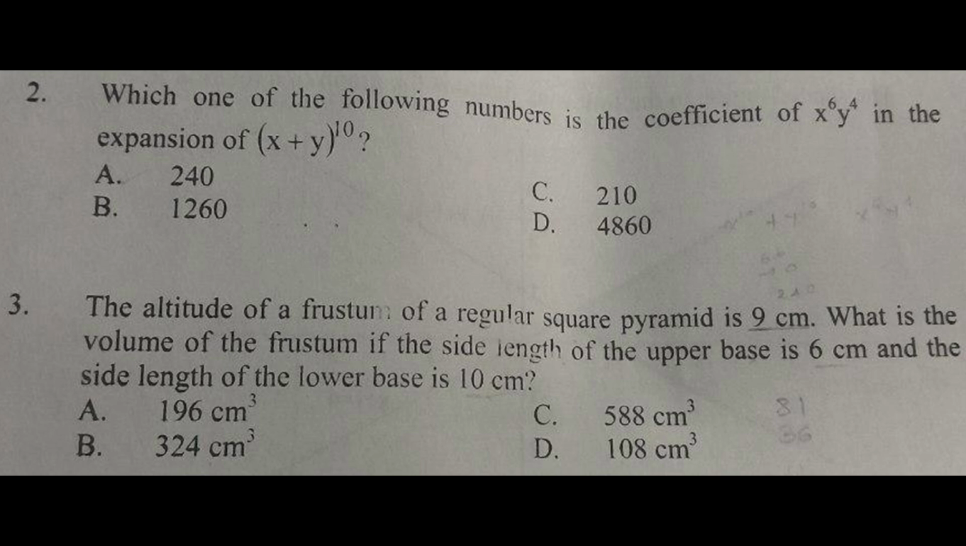The next problem. Problem number 3. The altitude of a frustum of a regular square pyramid is 9 centimeters. What is the volume of the frustum if the side length of the upper base is 6 centimeters and the side length of the lower base is 10 centimeters? In order to answer this problem, we have to recall the volume formula for a frustum of a pyramid.